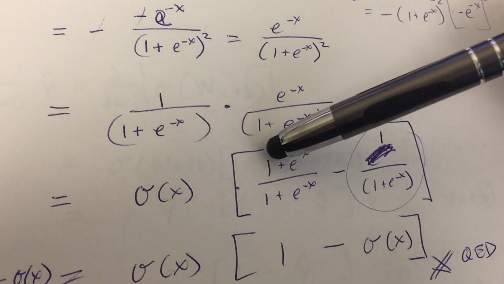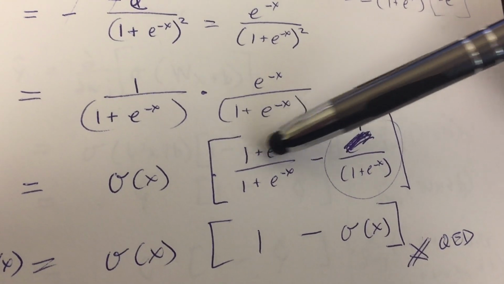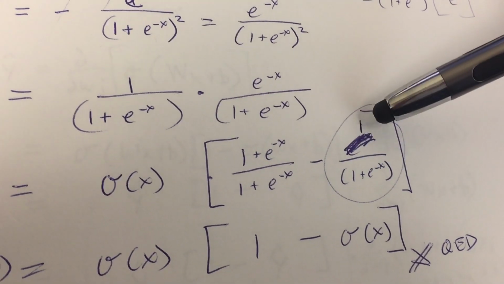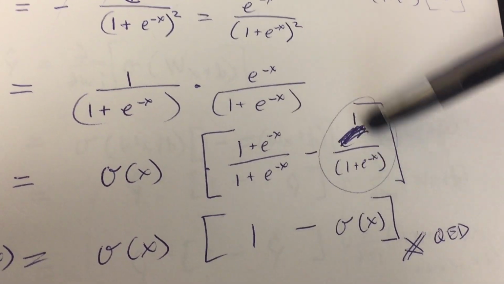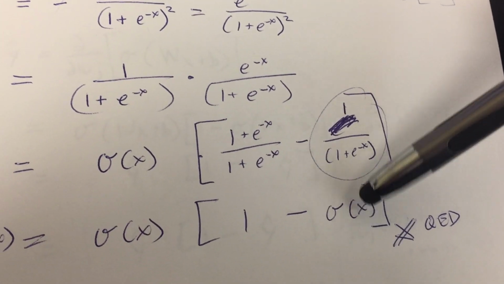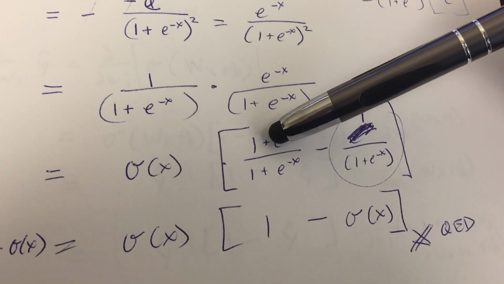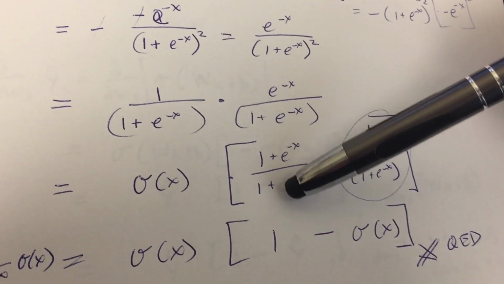So we add and subtract 1. We add 1 to the beginning and subtract 1 at the end to get 1 plus e to the minus x minus 1 on the numerator. So now you see the right hand side here is another sigmoid. The left hand side, you see, is 1. You have the same thing on top and bottom, so it's 1.